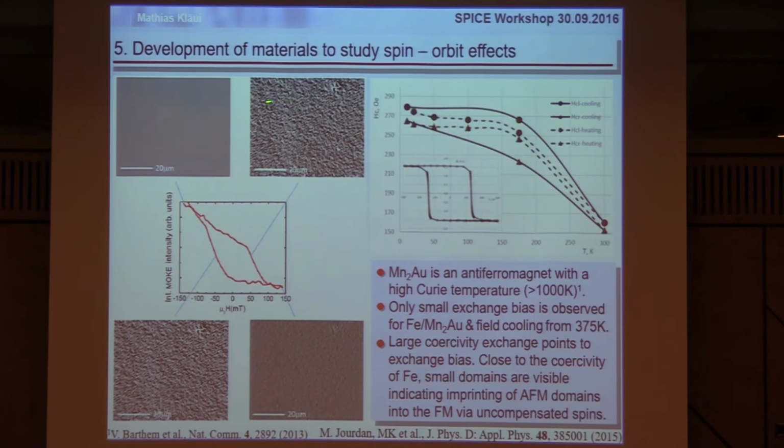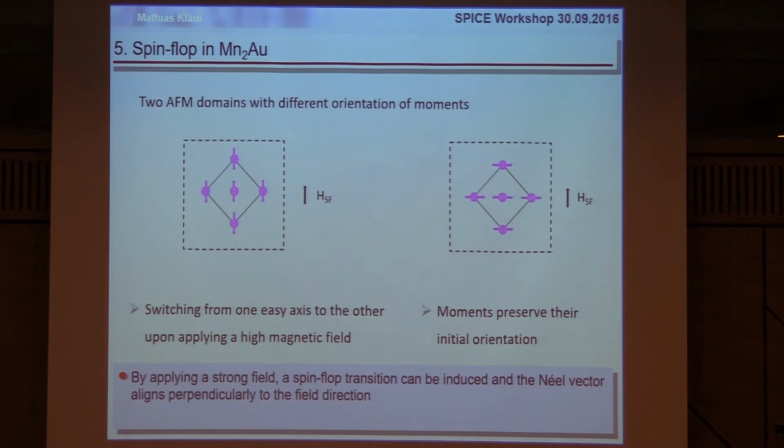And you see it's a mess. Lots and lots of small domains, or relatively small domains. So you need to somehow be able to set the spin structure of that material. And so how can you do it? Well, the first idea is, of course, you can apply a field and use the spin flop transition.